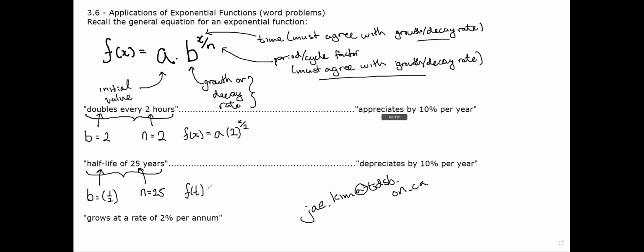So, a function based on time would be some a value multiplied by half, and the time that has passed is divided by 25 years. Now, of course, this is based on years. This is 25 years, so the time that we put in must also be in years. They have to agree.